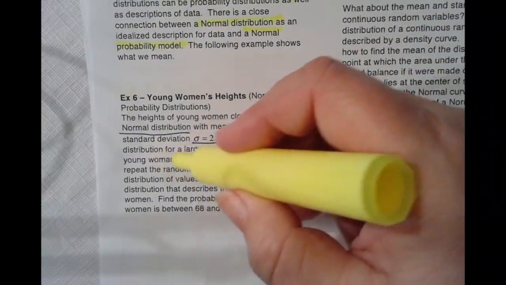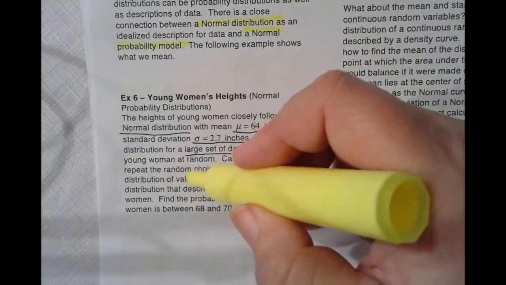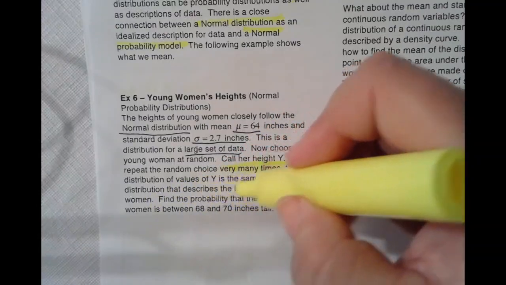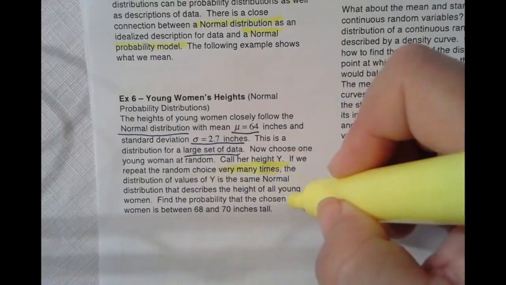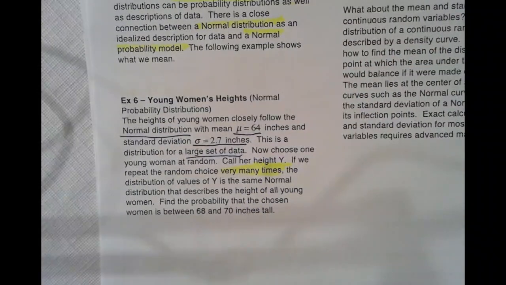If we repeat the random choice very many times, the distribution of value of y is the same normal distribution that describes the height of all young women. Find the probability that the chosen woman is between 68 and 70 inches tall.